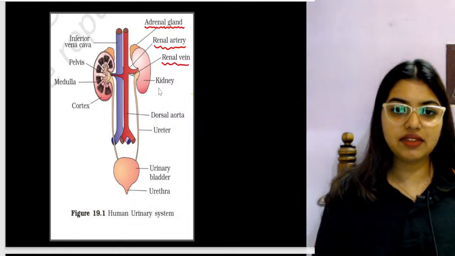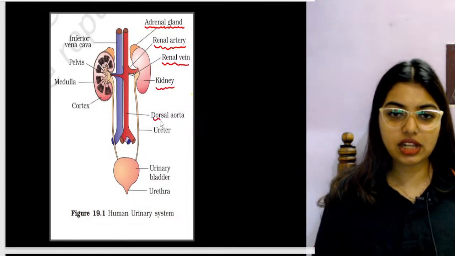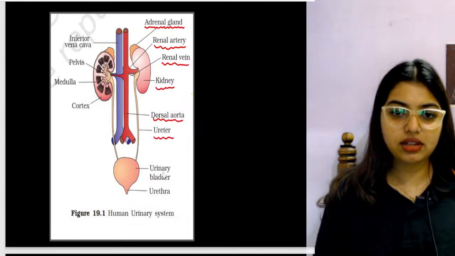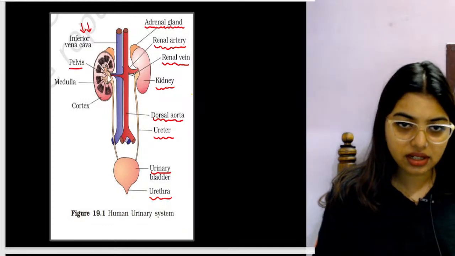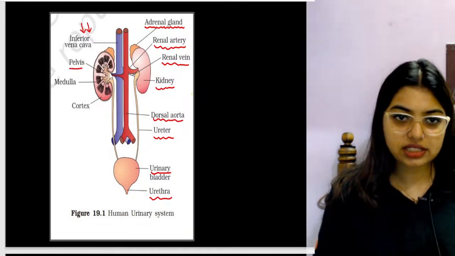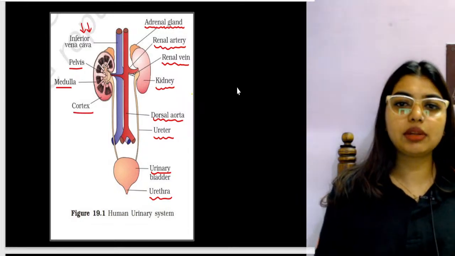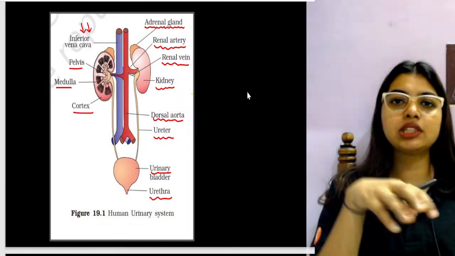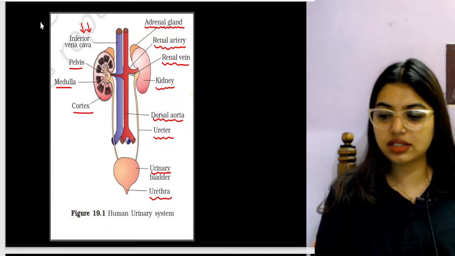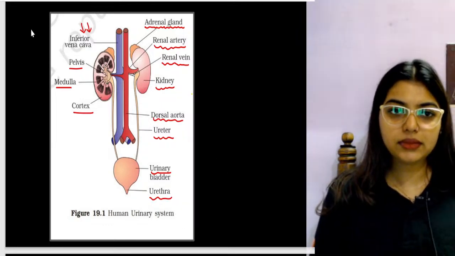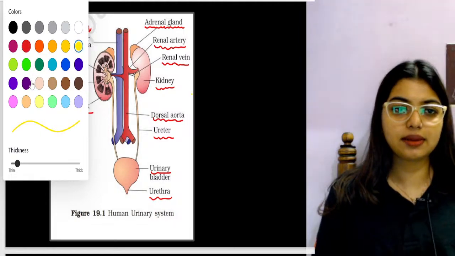Then we have renal vein, then you have kidney, dorsal aorta, ureter, urinary bladder, urethra. Here you have inferior vena cava, which is going to bring all the blood. Then we have pelvis. Can you see the pelvis here? Pelvis extends and then ureter extends from it. And then you have medulla and then you have cortex. So this medullary pyramids is going to extend more towards the medulla, but it's going to start from the cortex. Done? Yes or no?